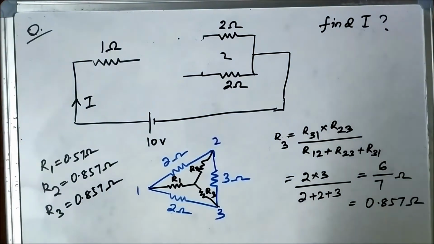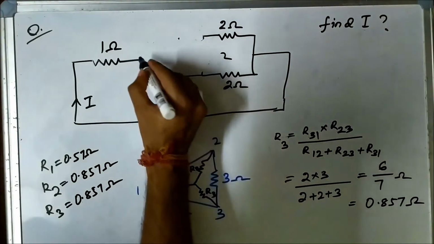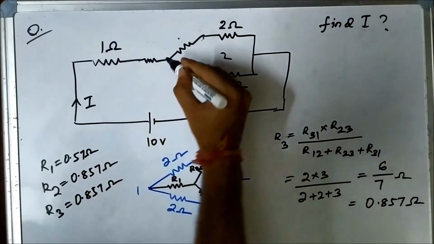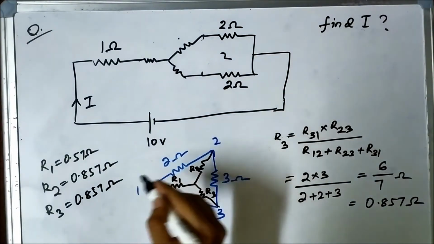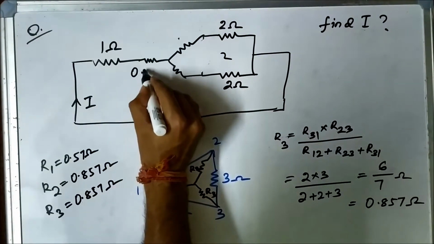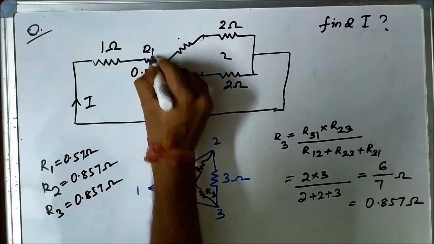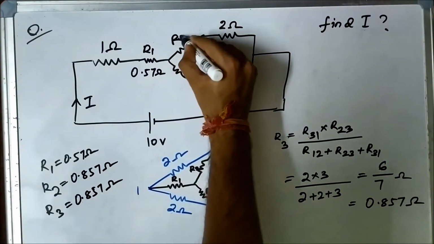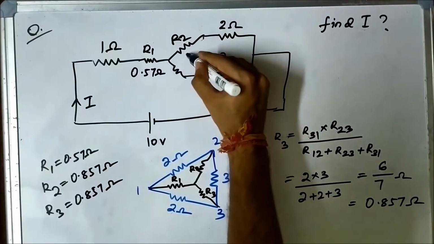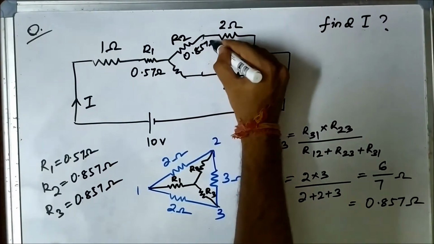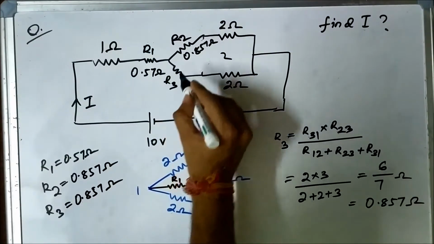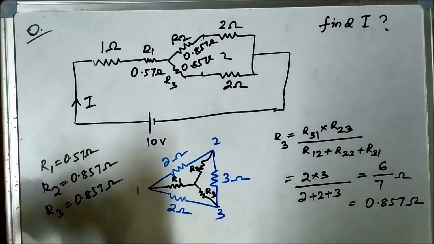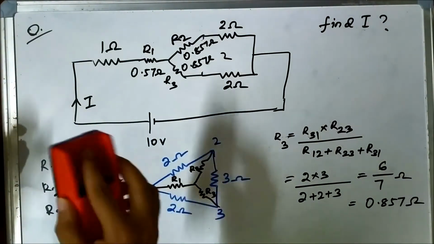Okay, so it is R1. R1 is equal to 0.57 ohm. This here is R2, which is equal to 0.857 ohm, and this R3 here is also equal to 0.857 ohm. Okay, so now just simplify this circuit.